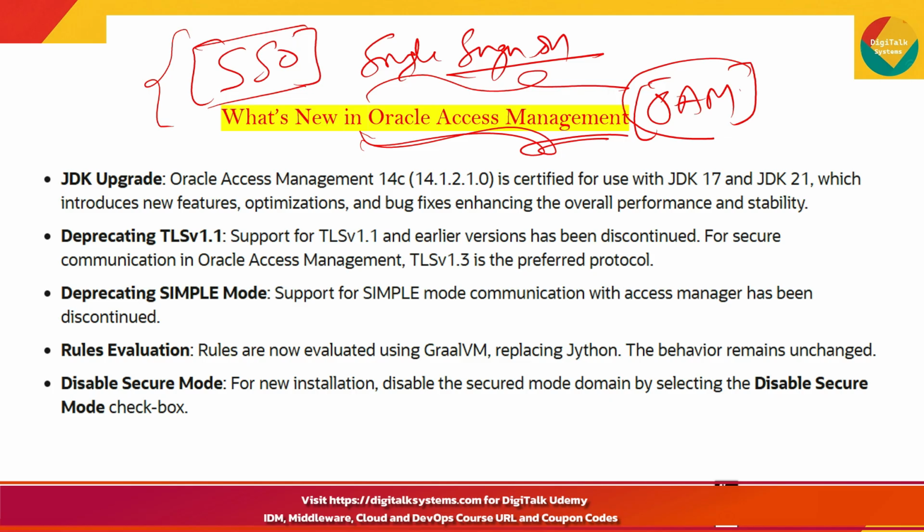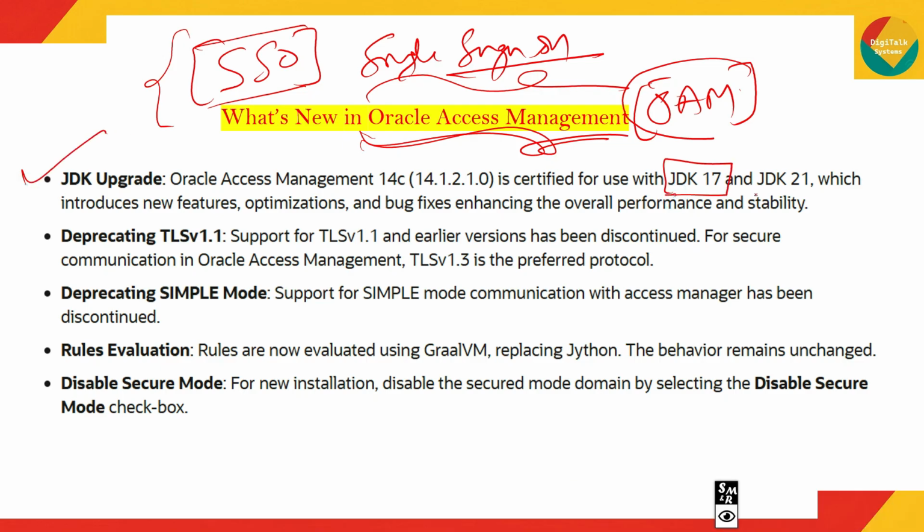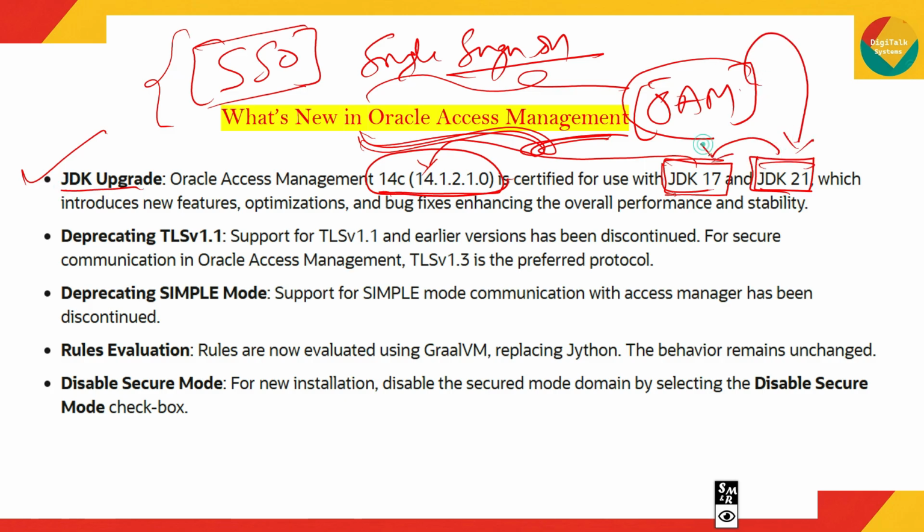And now, what are the enhancements in the 14.1.2 version of Oracle Access Management? JDK upgrade. The JDK versions now supported are JDK 17 and JDK 21. This is underlined with the base application server, because Oracle Access Management is completely deployed on top of the WebLogic server, which is the Oracle Fusion Middleware infrastructure. WebLogic 14.1.2 supports JDK 17 and JDK 21, so now your OAM is also fully supported with JDK 17 and 21 in the 14.1.2 version.